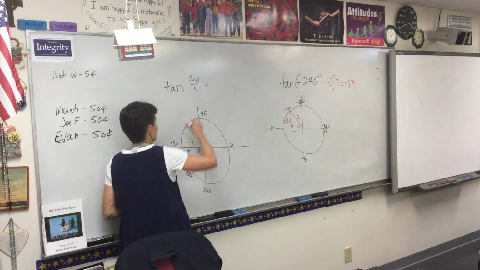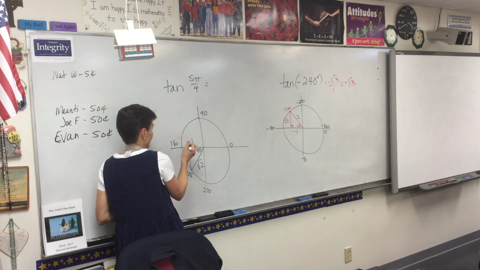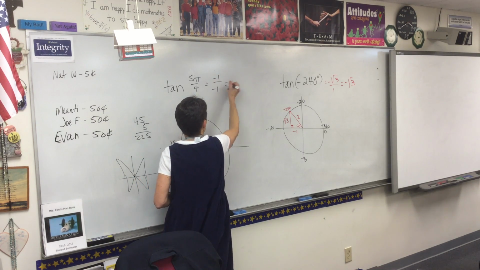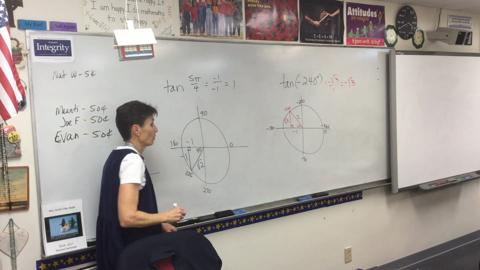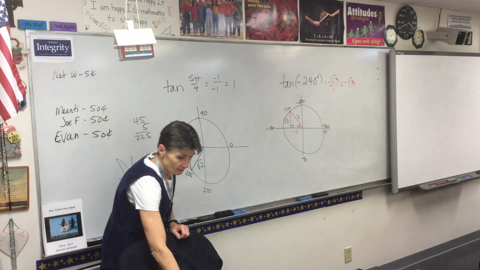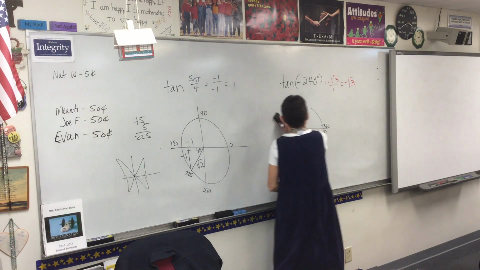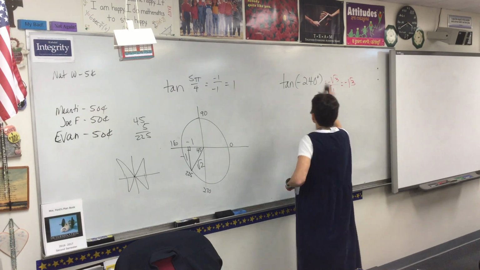I want the tangent. What's the definition of tangent? Opposite over adjacent, which would be -1 over -1, which is +1. Perfect. You're starting to get the hang of it a little bit. Let's try the next one.